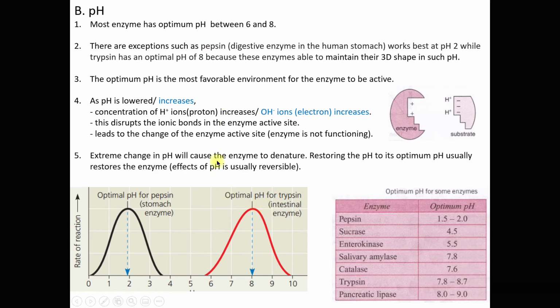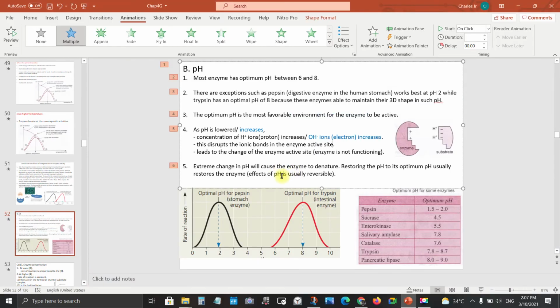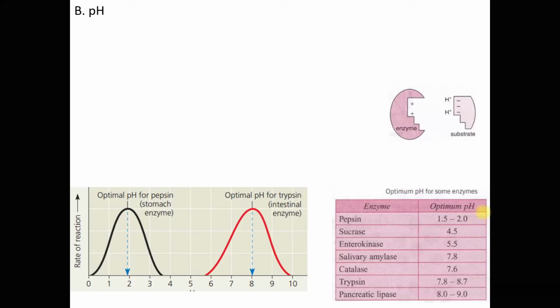Now, extreme change in pH will cause the enzyme to denature. Restoring the pH back to its optimum pH usually restores the enzyme. So the effects of pH on enzyme are usually reversible. There is a list of enzymes here with their optimum pH.